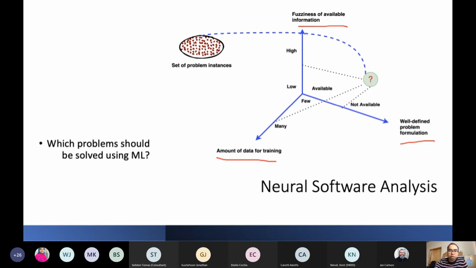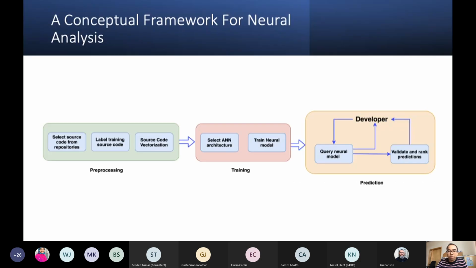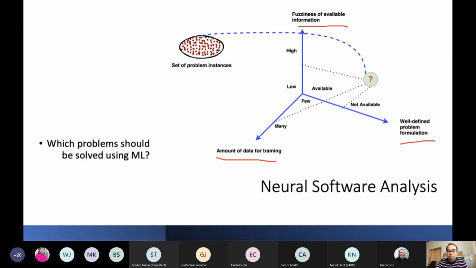So to answer the question of which problems should be solved using machine learning, we can consider those instances of the problem which do not have well-defined correctness or specification criteria, have a high degree of fuzziness, and have plenty of data to learn from.